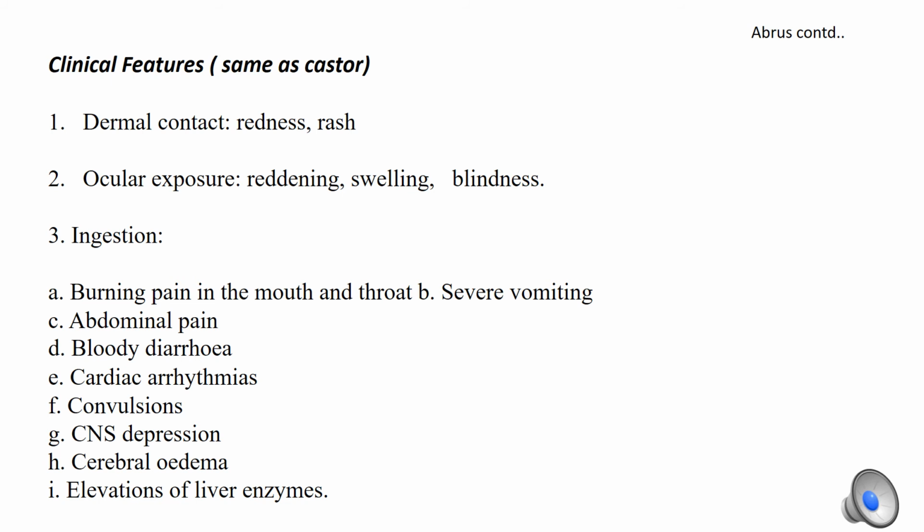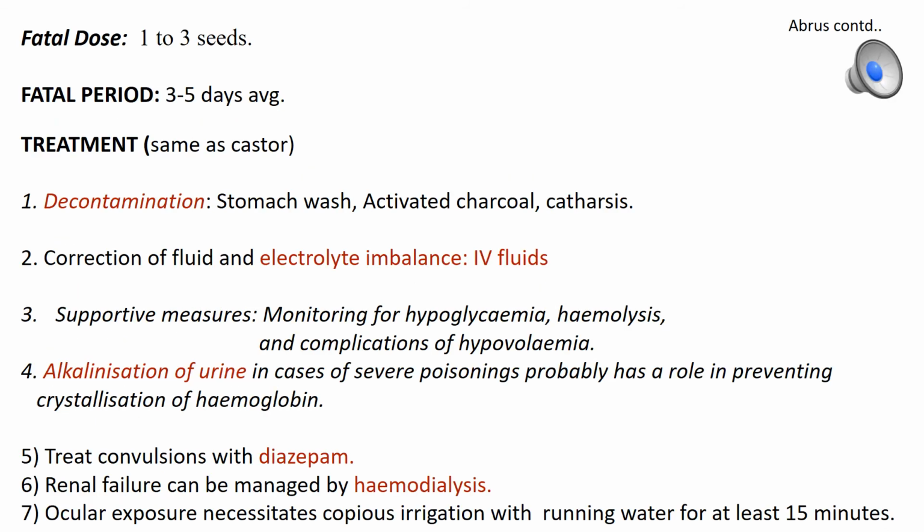Treatment part, we have to treat everything symptomatically because there is no specific antidote. So the fatal dose is 1 to 3 seeds. Fatal period is 3 to 5 days. Treatment same as castor. Symptomatic, decontaminate with the help of gastric wash, activated charcoal, correct fluid imbalance with IV fluids, supportive measures for hypoglycemia, hemolysis, alkalinization of urine. For treatment of convulsions, give diazepam. Renal failure managed by hemodialysis. Ocular exposure, irrigation with running water.